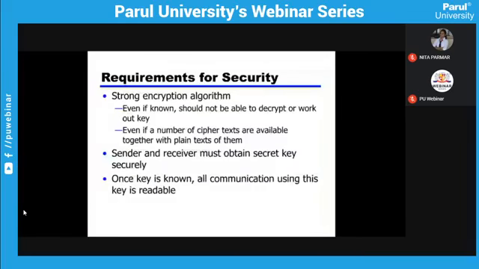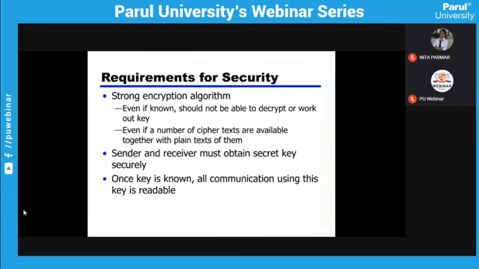And even if hackers get access to lots of ciphertext, and he also gets lots of plain text combinations, he should not be able to crack the key, or crack the pattern of the cryptography. Means a hacker will try to perform brute force analysis or use any encryption or decryption tool, but our algorithm should be strong enough that the hacker should not be able to crack the code.